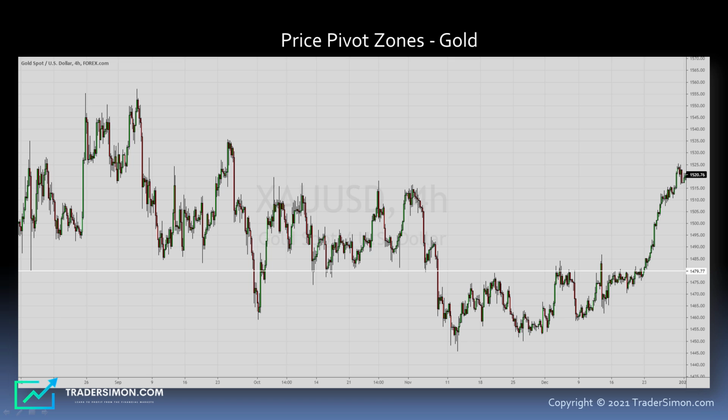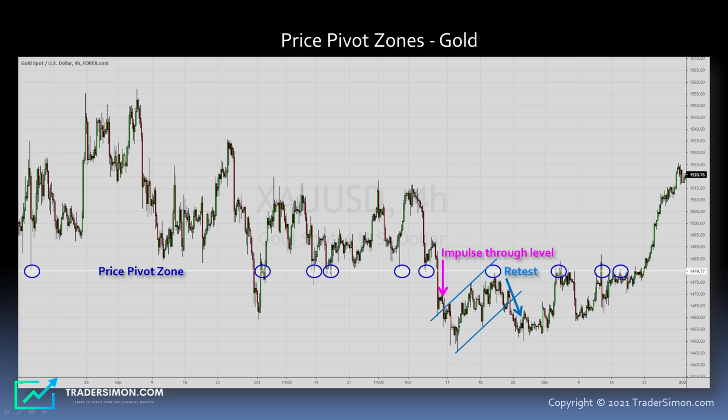Here's a gold 4 hour chart. Now this is a very clear price pivot zone, and you can see that the market has been either side of this area. And one thing to notice here is that whenever the market makes an impulse clearly through a level, the first retest back is usually good confluence for a trade. Now we obviously want to see a lot more to stack the odds in our favour, but for now we're just going to concentrate on price pivot zones.